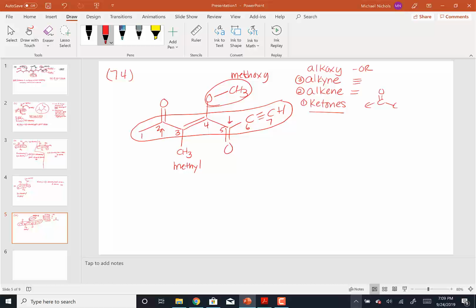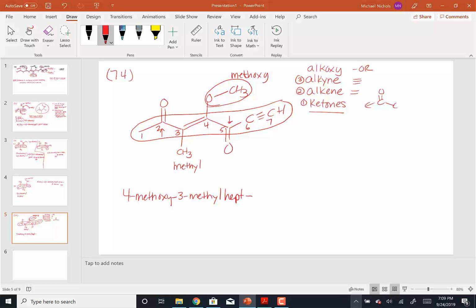So now I'm going to go ahead and arrange my name. I'm going to start with substituents. So methoxy comes before methyl. So this is going to be a 4-methoxy, 3-methyl. Now that takes care of my 2 substituents. Now the longest chain is 7, so this is a hept. So it should be then methyl hept.